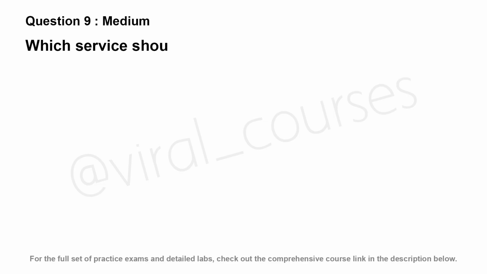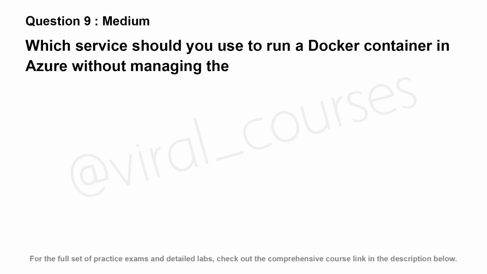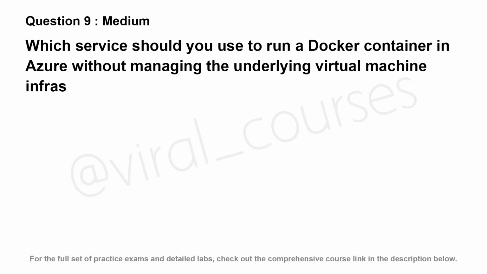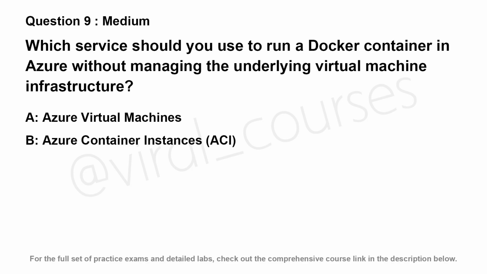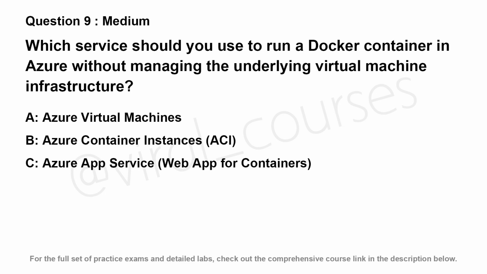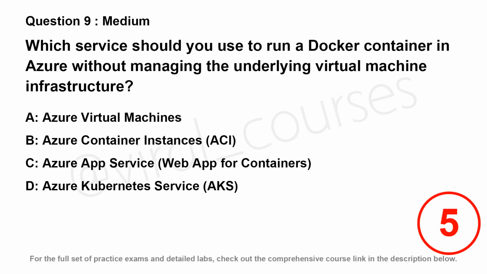Which service should you use to run a Docker container in Azure without managing the underlying virtual machine infrastructure? Option A, Azure Virtual Machines. Option B, Azure Container Instances, ACI. Option C, Azure App Service, Web App for Containers. Option D, Azure Kubernetes Service, AKS.